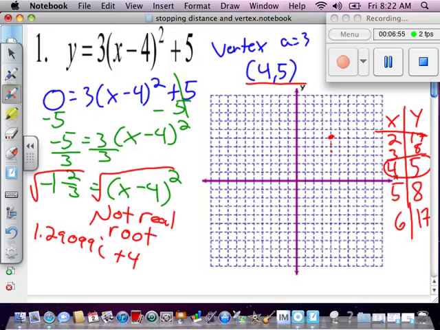Okay? Obviously, I can't graph 17 on my paper, so I'm just going to graph the 2 8s. I'm going to graph 3, 8 and 5, 8. So I go over 3, up 8. I go over 5, up 8.